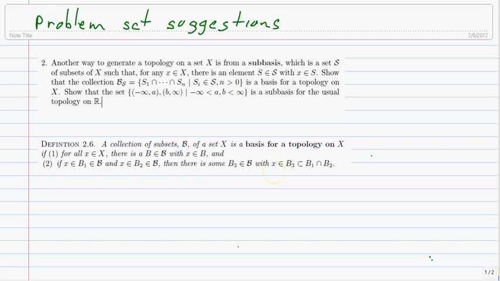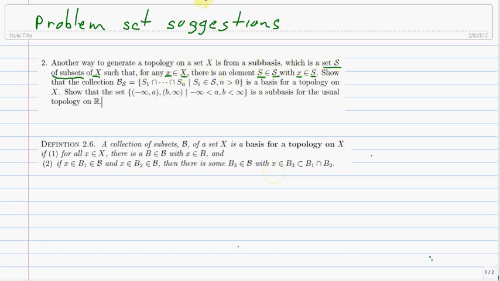So problem 2 says another way to generate a topology on a set X is from a subbasis, which is a set S of subsets. Maybe I should be underlining this. So a subbasis is what? It's a set of subsets of X, such that for any x in X, there is an element of S, in other words, there's a set in this set of sets, such that x is in S. What's that saying? Well, that says everything in X is in at least one of the sets that comprise your subbasis. So then the question is two-part.